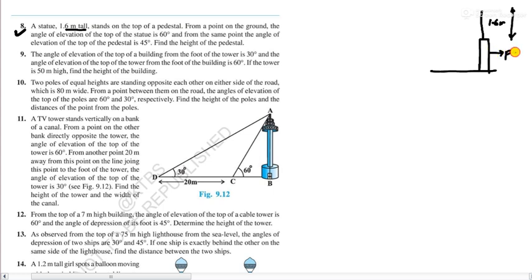This is the pedestal. Now from a point on the ground, the angle of elevation of the top of the statue is 60 degrees. So let me draw it like this. This is the top of the statue. This angle is 60 degree. And from the same point, the angle of elevation of the top of the pedestal is 45. So from here itself, the top of the pedestal, this is 45 degree. Find the height of the pedestal. So they have asked this height.